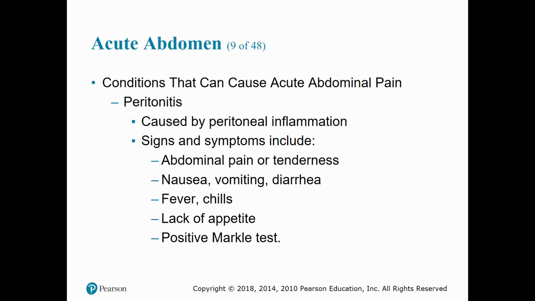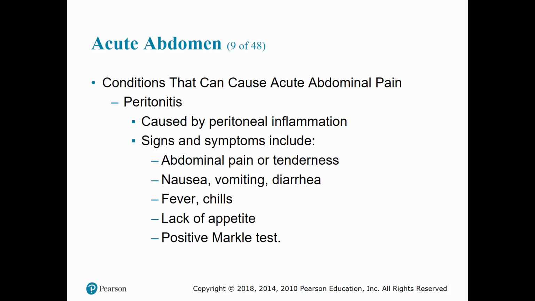Let's take a look at peritonitis real quick. It's caused by peritoneal inflammation. You can have blood, pus, bacteria, or chemical substance leak into the peritoneal cavity. Onset and type of the abdominal pain that a patient experiences are somewhat dependent on what the substance leaking into the peritoneum is. You can have some of the signs and symptoms: abdominal pain or tenderness, nausea, vomiting, diarrhea, fever, chills, lack of appetite, and a positive Markle test.